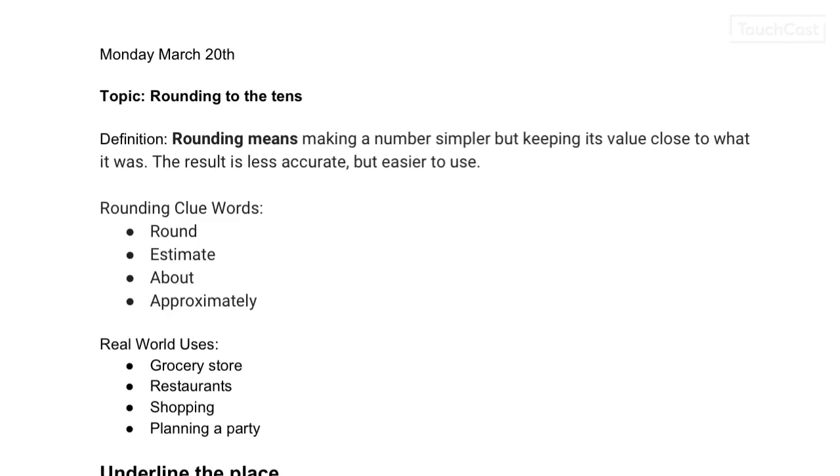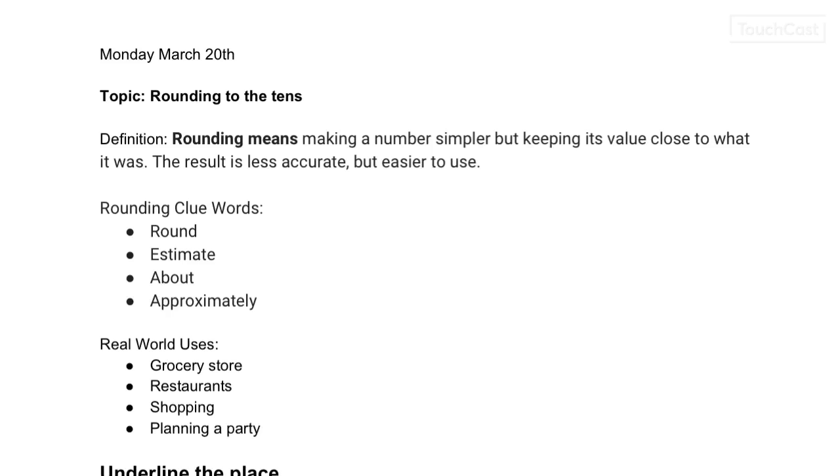We are going to start off our week of digital learning with math, and we're going to be reviewing some rounding. So I have the definition here for rounding. Rounding is when you make a number simpler, but you keep it close to what it is. We use rounding all the time, and it's a really important skill for us to master.